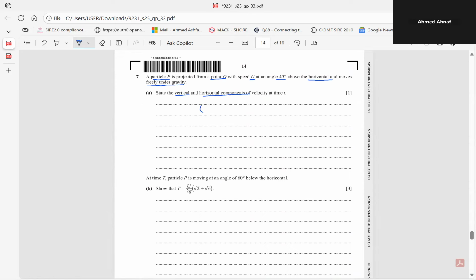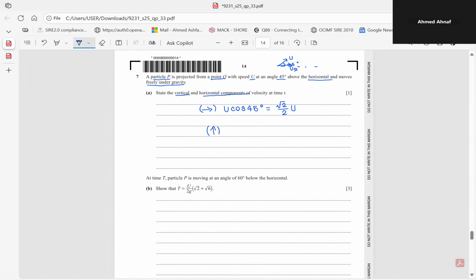Okay, so for the horizontal component, when a particle is moving freely under gravity, the horizontal component doesn't change because there is no force acting horizontally. So that would just be u cosine 45 degrees. So this is the particle, u, and then the horizontal at 45 degrees. This is the horizontal component, which is ux. So that's just u cosine 45, which is just square root 2 over 2 u.